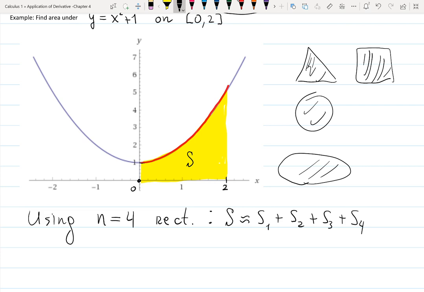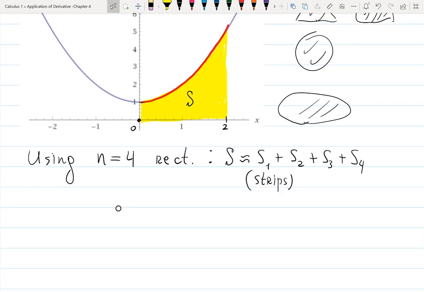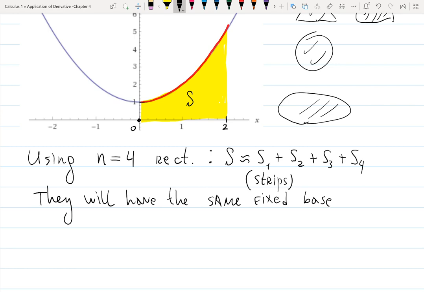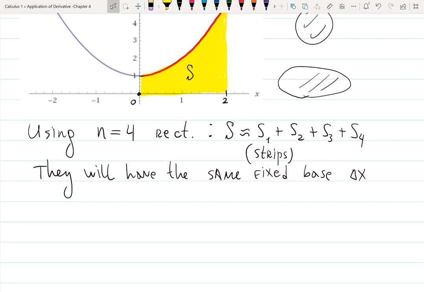Those will be different rectangles, or even you can call them strips if you want. You will see it in the book sometimes. Strips. Different strips with the same base. So these rectangles, we're going to have the same fixed base. That's very convenient. And we're going to call it delta x. But all different heights, because the function is not constant.